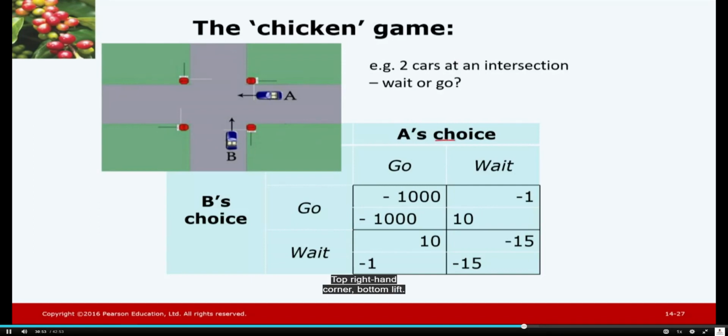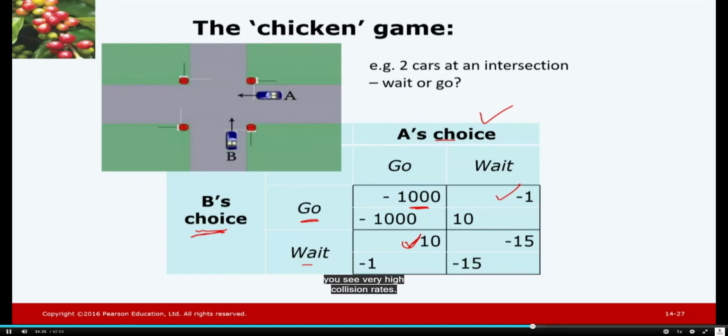So what should A do? Start with given what B does. If B goes, you can see A's best response would be to wait, because they're only going to lose 1, from losing a little bit of time, but certainly better than having a major collision and having to pay that. If B waits, what is A's best response? They're individuals in this instance. It would be this.